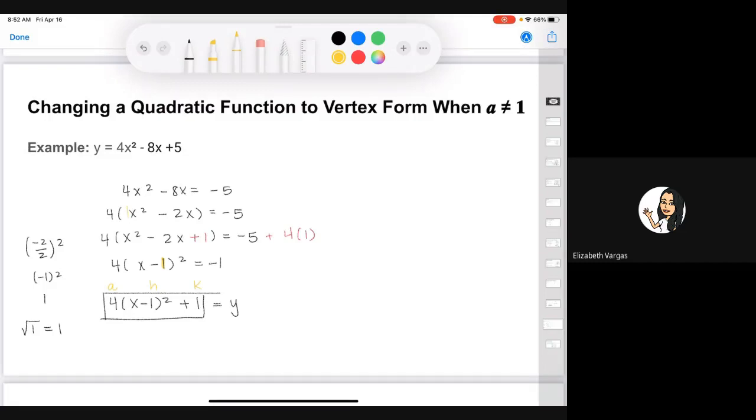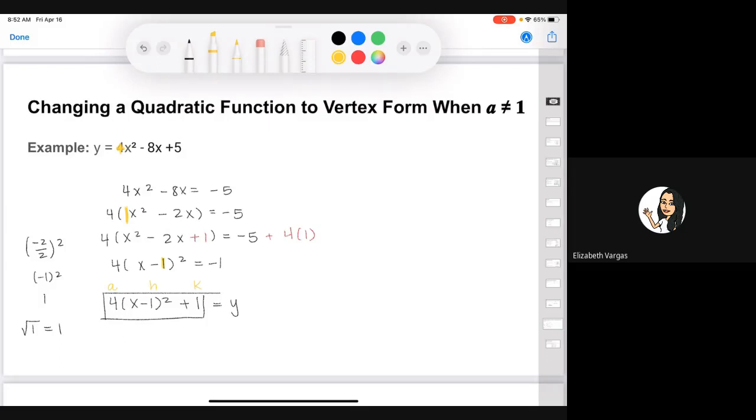Okay. So that's if you have a is not equal to 1. In this instance, you had a 4. And so because of that, you want to make sure that you create a factor which allows you to only deal with the 1, because that's easier to complete the square. Okay, any questions?